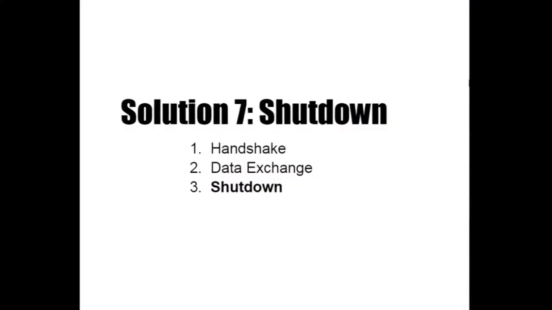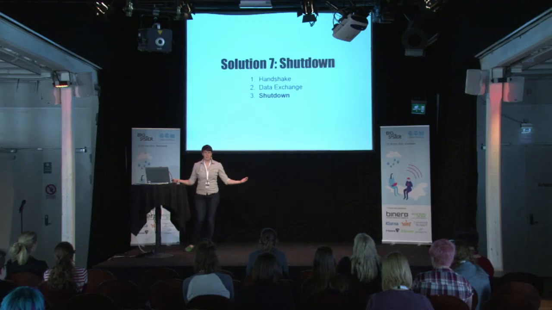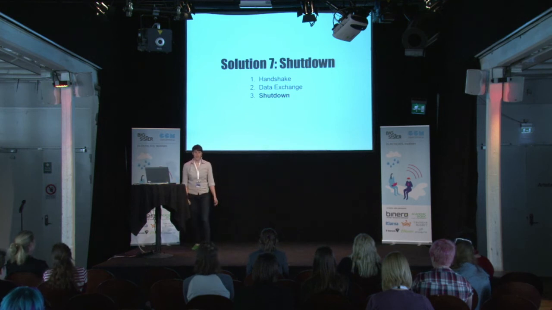And here we have the explanation for why we have this third and last step of the TLS protocol, which is the shutdown. It's quite simple. Whoever wants to stop talking sends a close notify message. The other entity sends a close notify message, and then they ignore the rest of the messages until someone starts a handshake again.